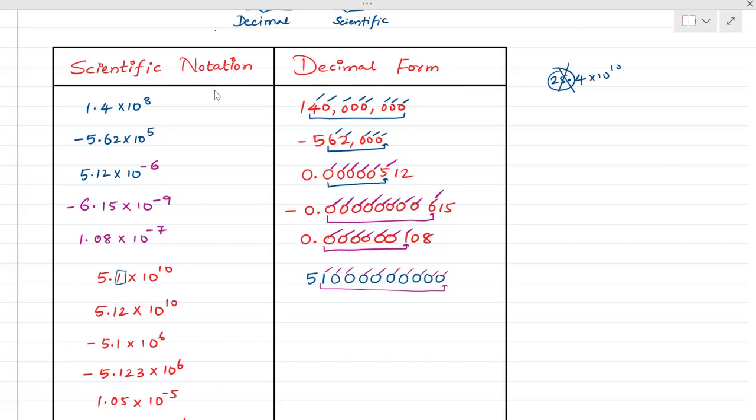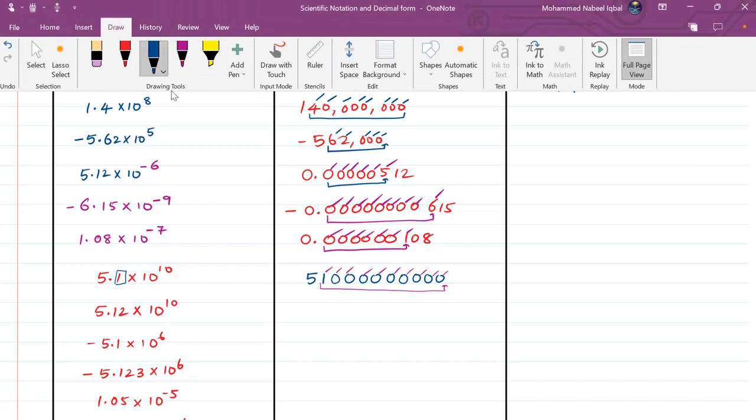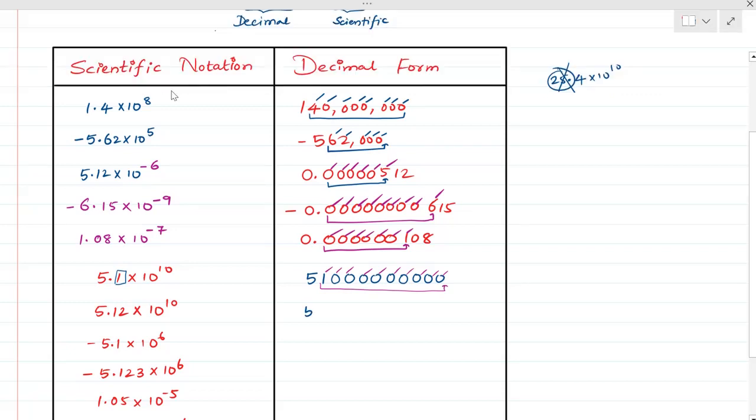If you have one decimal, we will include 9 zeros. If you have two decimals, we will include 8 zeros, because already two decimals are there. So how will you write this part? The next one, I write this one 512. Since the two decimals are already there, I have to include 8 zeros. 1, 2, 3, 4, 5, 6, 7, 8. So this is the decimal form for the given scientific notation.